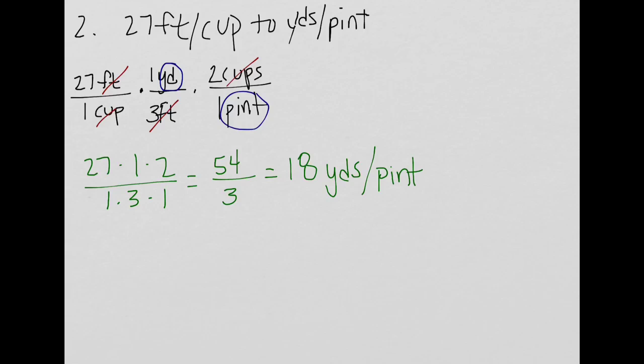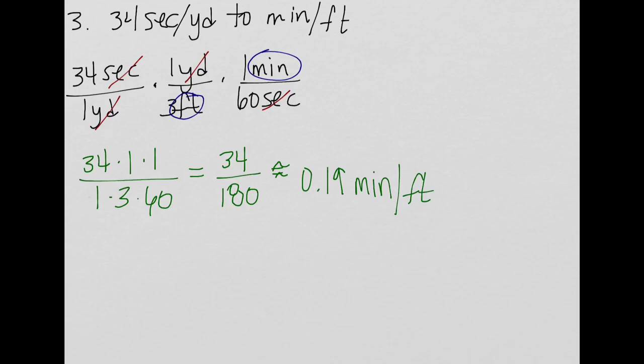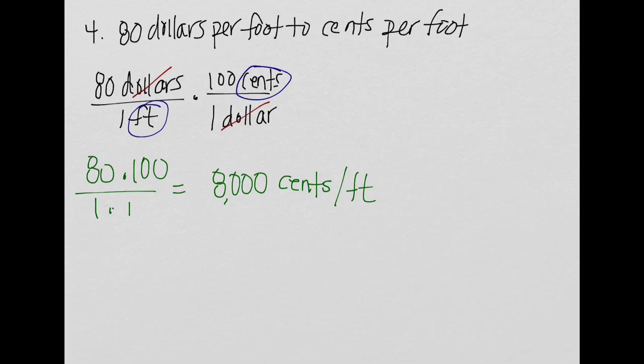This one, again, make sure stuff cancels out. I've canceled in red. And make sure you're ending up with the units you want, yards per pint. There's number 3. Same idea, canceling stuff out until you get the units you want. And there's number 4. So there's 100 cents or 100 pennies in a dollar. So that was my unit rate. 100 cents equals $1. And that's where I got my final answer.